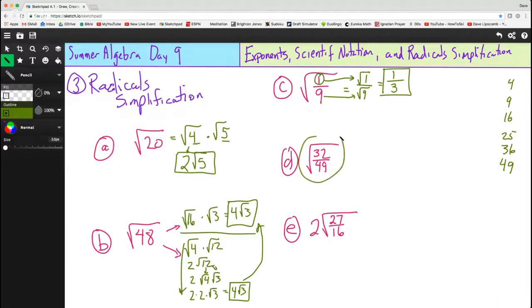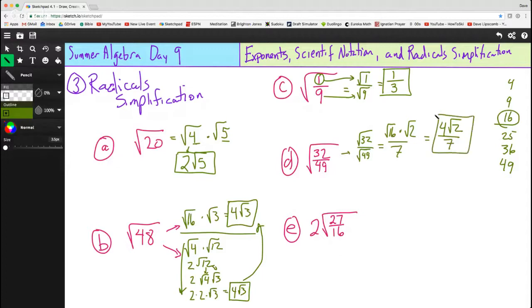Okay, here it's not going to be quite as simple. We have to go about separating into 2 radicals. Well, on the bottom, square root of 49 is 7. And on top, we have to go back to rule 1. 16 is our biggest perfect square that goes into 32. So we get square root of 16 times square root of 2, and square root of 16 is 4, so 4 root 2 over 7.